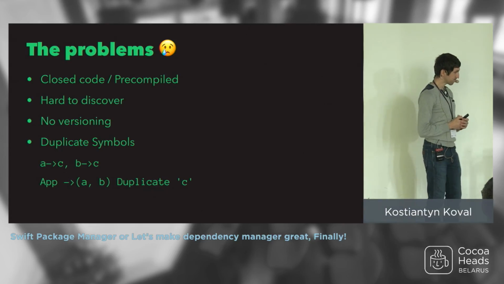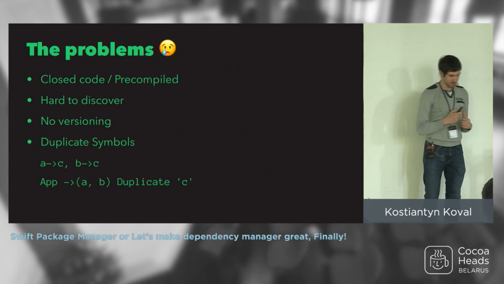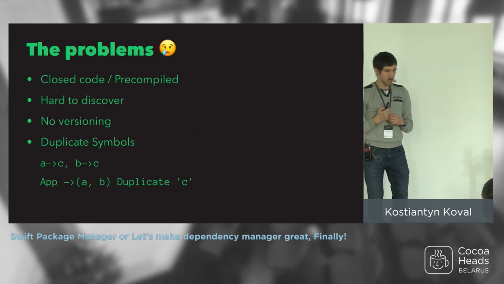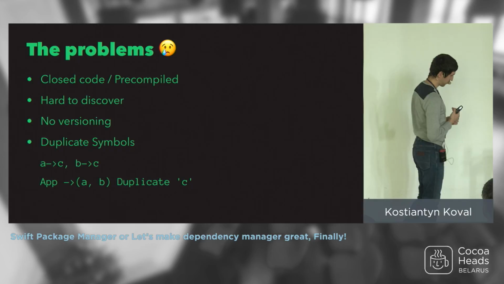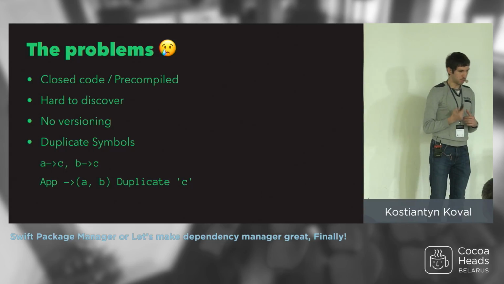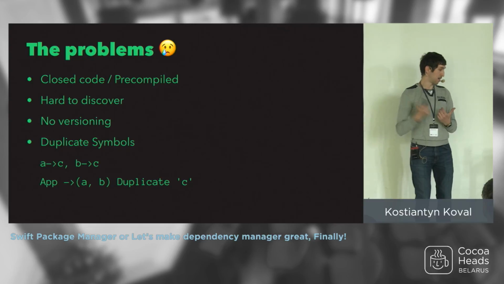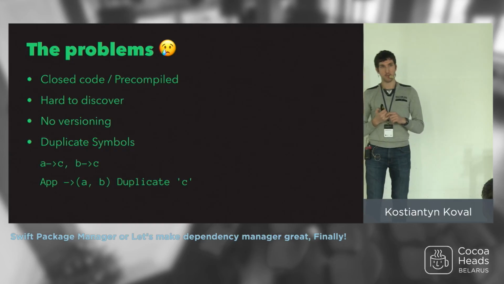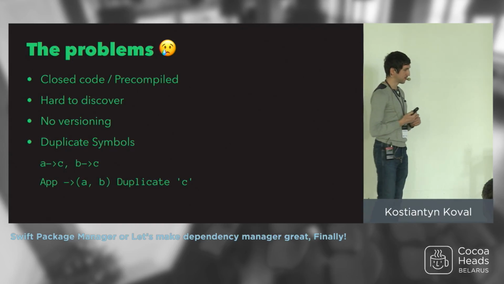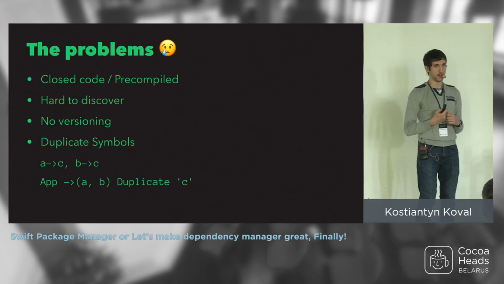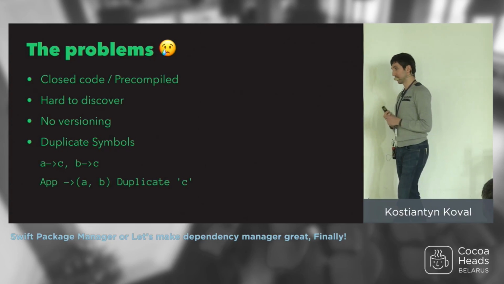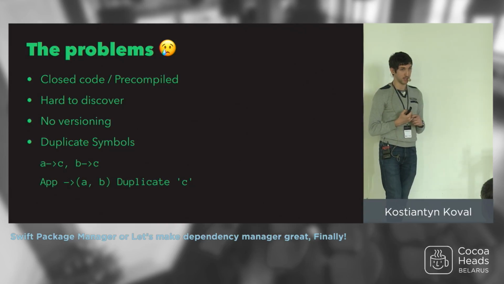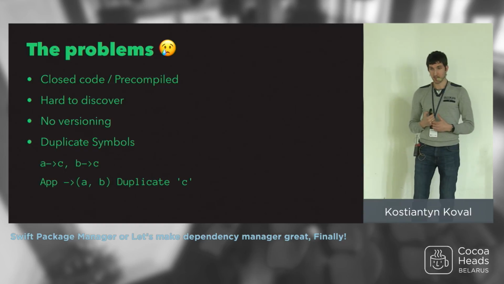And one of the bad things that happened is still happening. There's a conflict resolution problem: imagine you have an app that depends on libraries A and B, and they both depend on library C. What happened then? Before CocoaPods, you got a duplicated symbol at compile time, and basically that's it. If you have static libraries, you can't do anything. You just can't use this library, and it's painful.